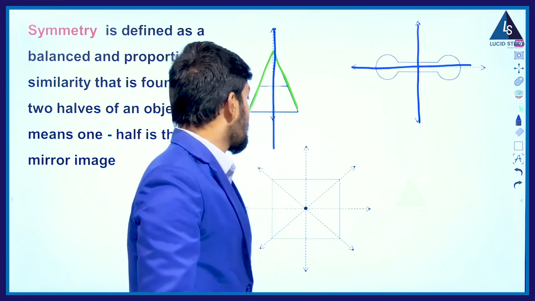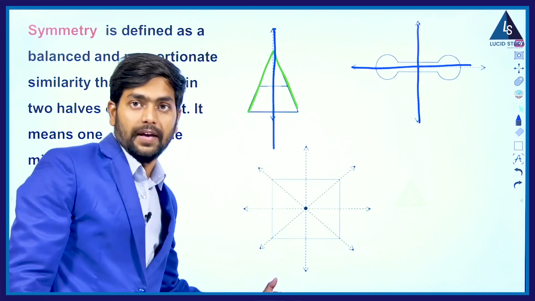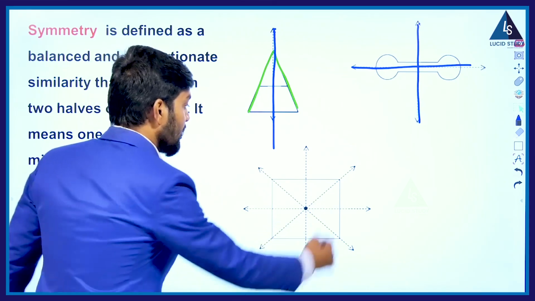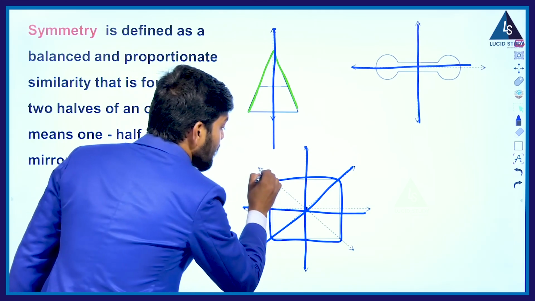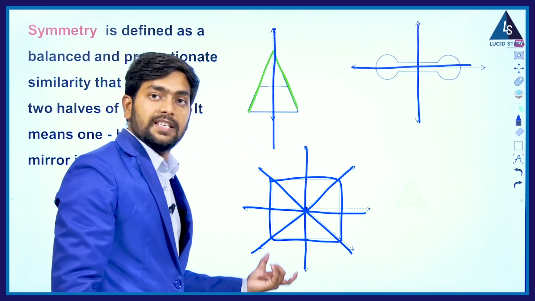Here you can see we are having a square. If we keep the mirror here, you can see the figure like this. If you keep the mirror here, you can also see the same figure. And if you keep the mirror here, you can see the same figure again.